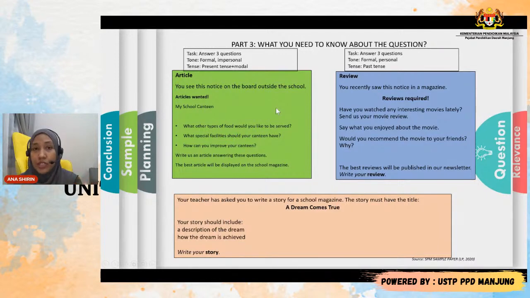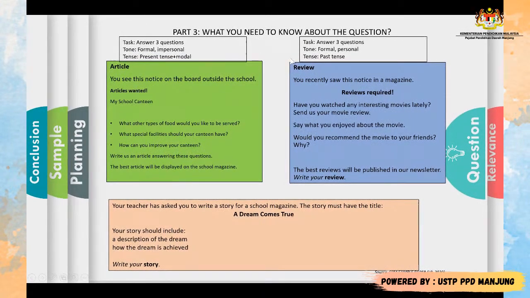I will not be focusing so much on the article today. The one that I'm truly interested in is the review. Why? Because review is the part that is really outstanding about this new paper. Because in part 3, the third question is a narrative, which has always been something that is very common in the 1119 paper since 30 years ago, to write a story. And they will give you a guide. You have to describe the dream and how the dream is achieved. These are the 2 things that you need to talk about.